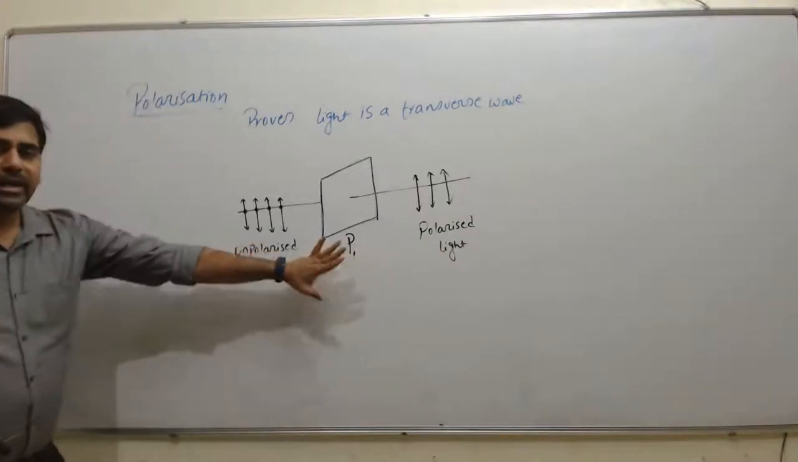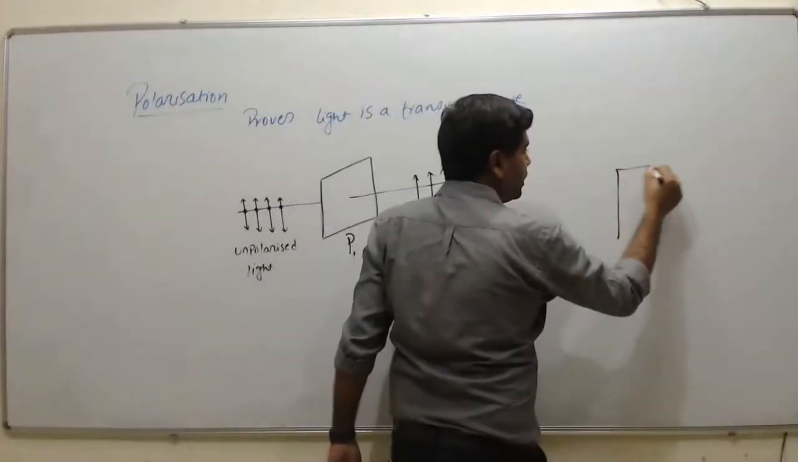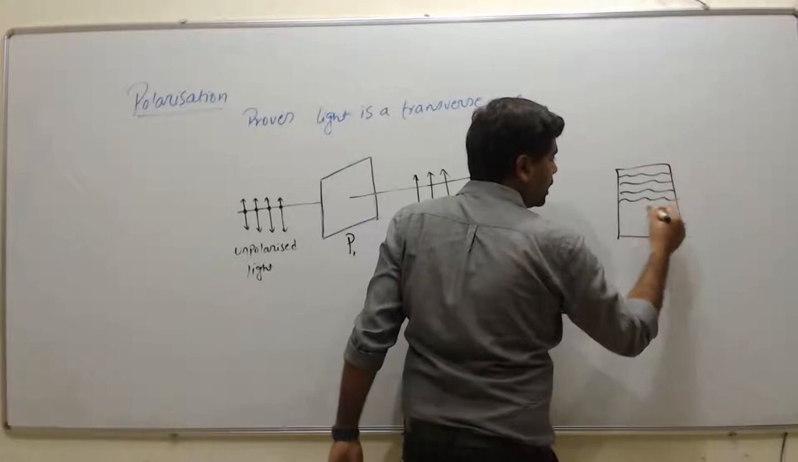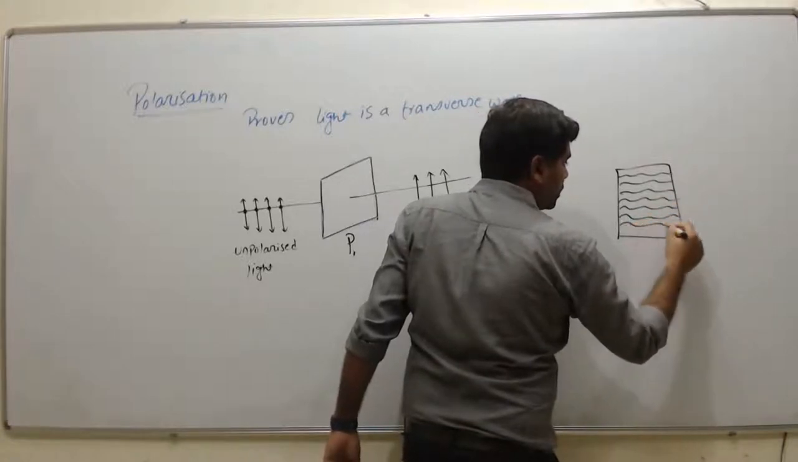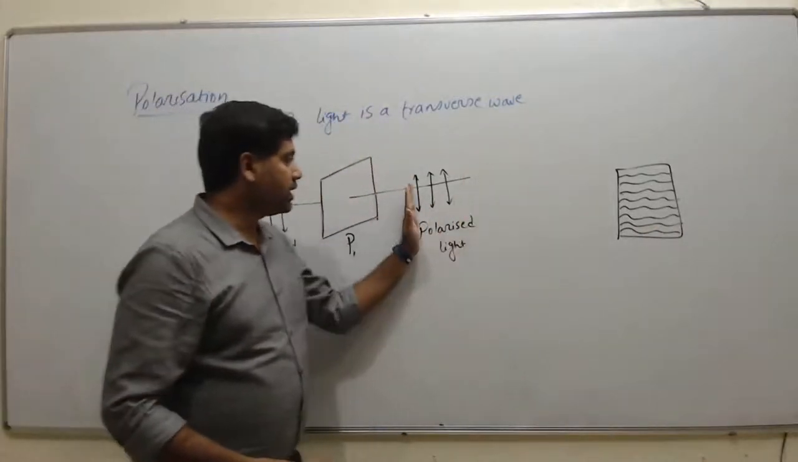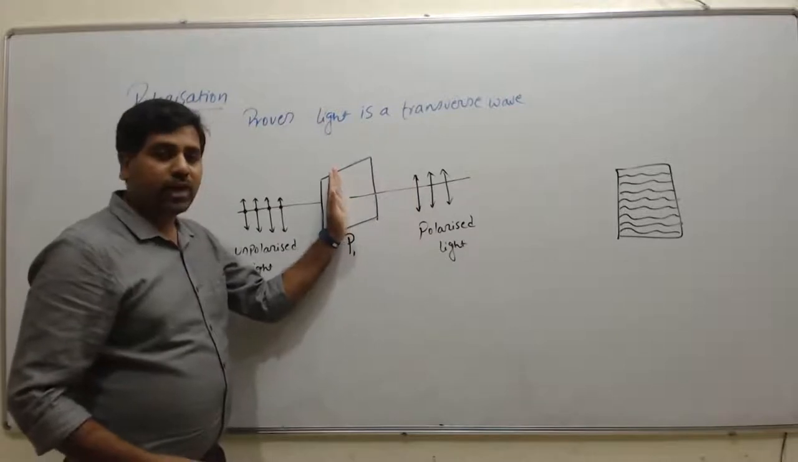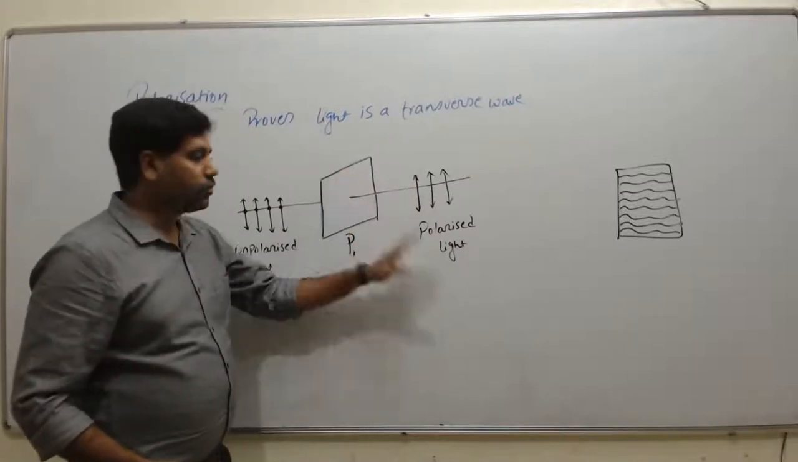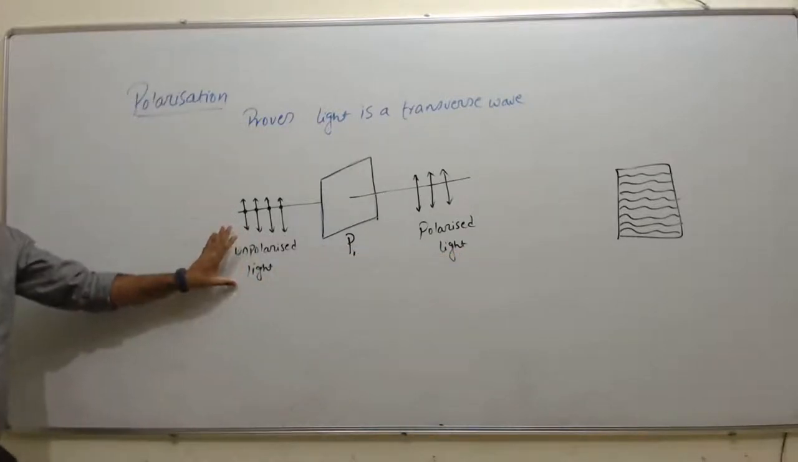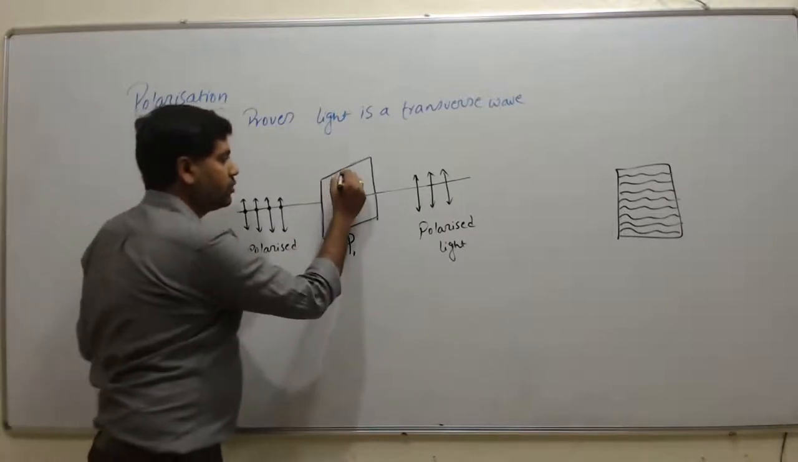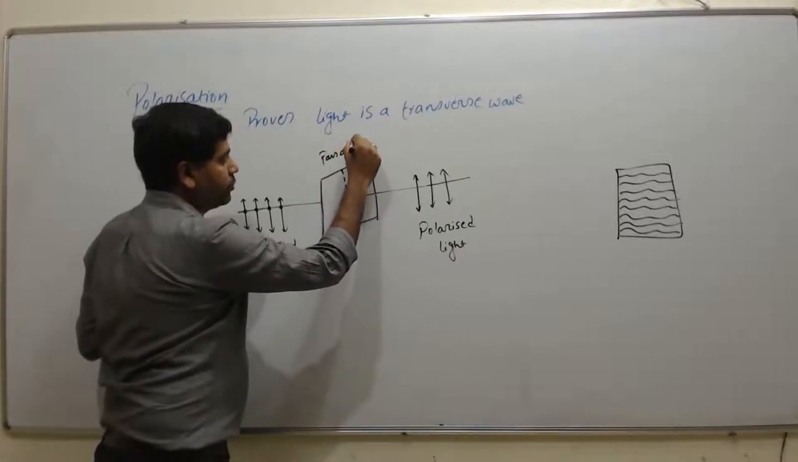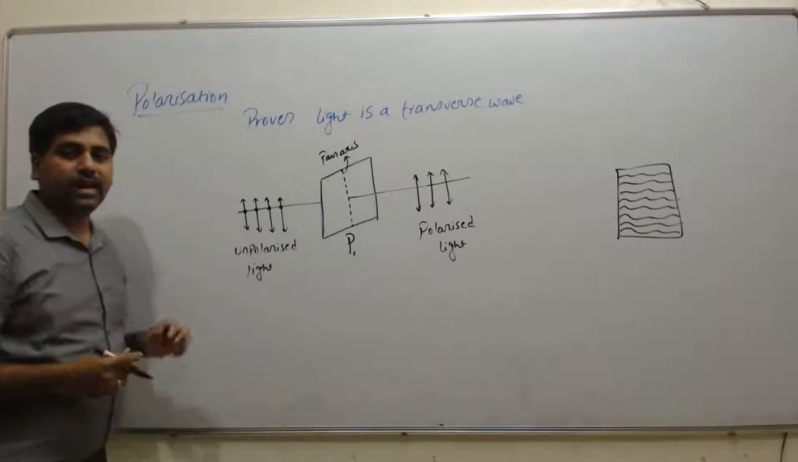Polaroid consists of long chain molecules, as we discussed in the last class, right? If the molecules are arranged along the horizontal, then we get the polarized light in the vertical. That is, the polarized light is perpendicular to the direction of the orientation of the molecules. This is what we studied in the last class. This one we call the pass axis, right?